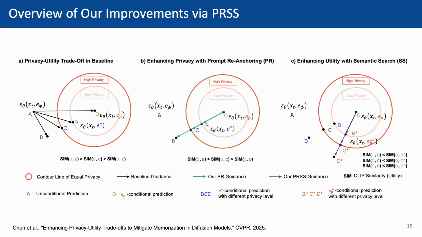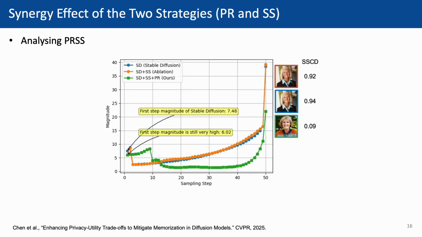Putting it all together, this figure compares our proposed strategies, PR and SS, against the baseline. Before we wrap up, I'd like to highlight an important synergistic benefit between our two strategies, PR and SS. While SS is excellent at preserving the semantics of the user prompt, it can sometimes fail to find an alternative prompt among its 25 candidates.